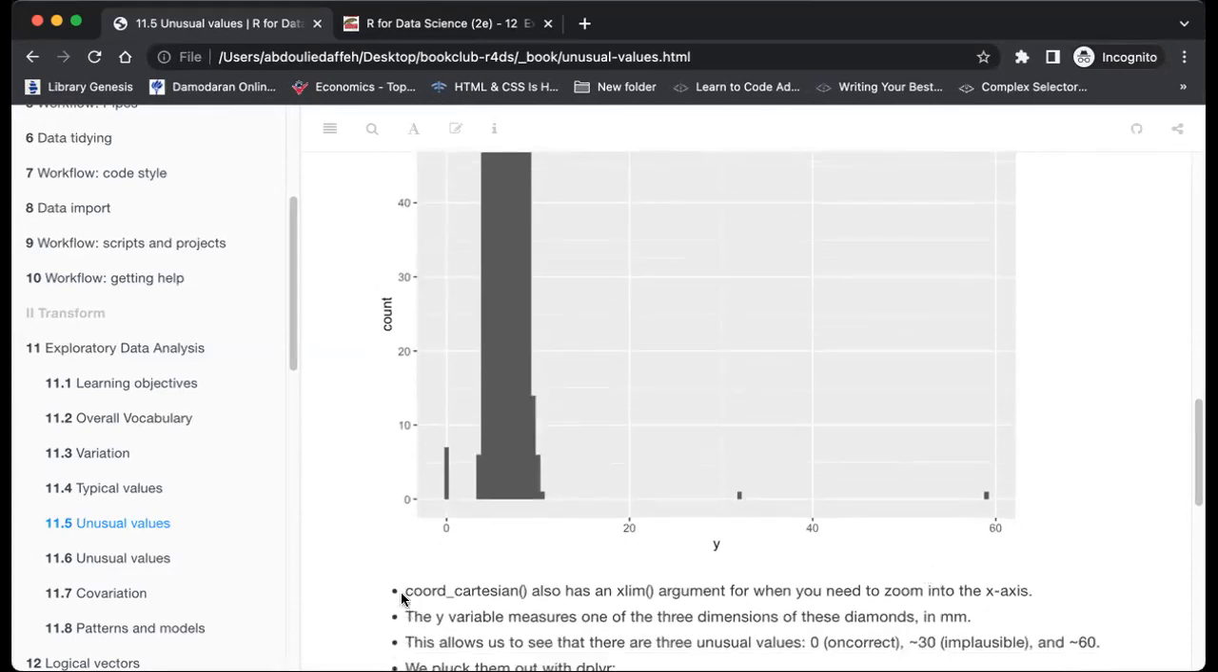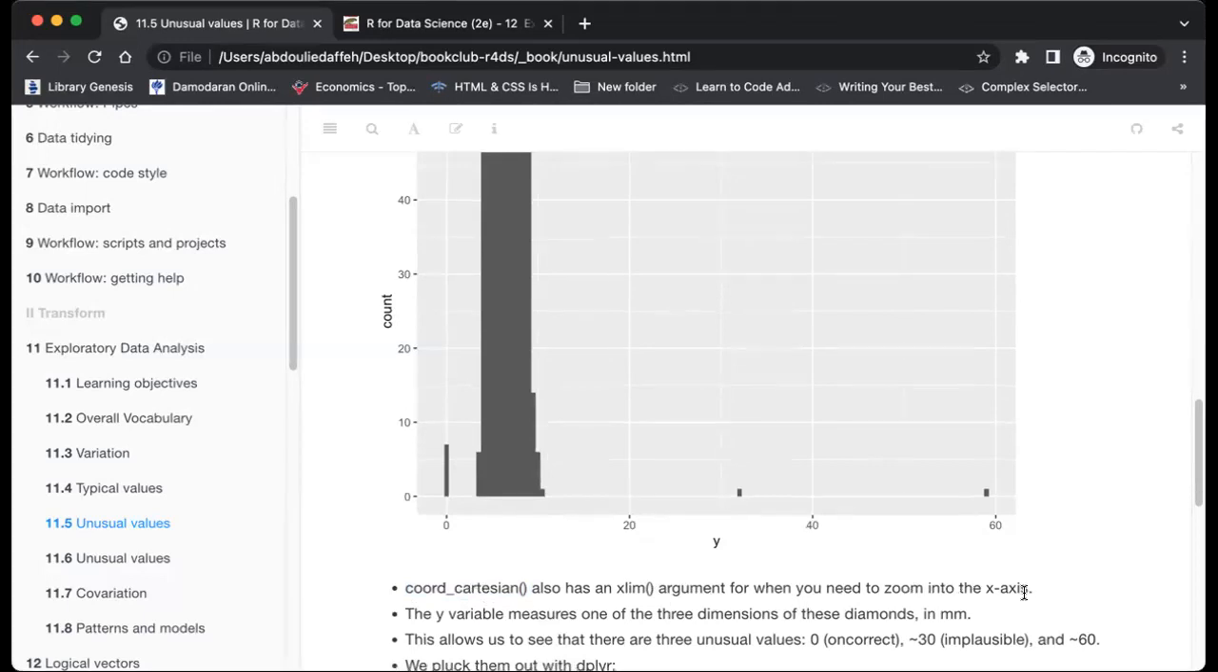So with this function, we are able to see the outliers. I think this is related to the coordinate system in the last chapter. Yeah, we change the coordinate system and then we zoom in or something like that. It also has an x limit argument for when you need to zoom into the x axis.